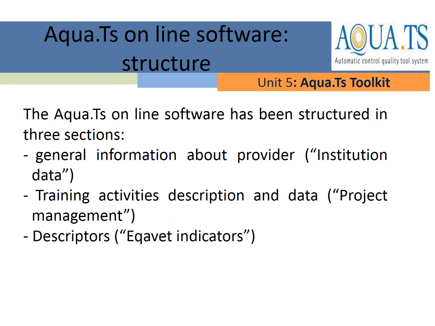The Aquats Toolkit uses as basic reference as to conceptual and operational performance the 10 Aquats indicators, the mathematical and quantitative parameters suggested by the Aquats communication tools and others that will be developed to make more refined analysis. The Aqua Online software has been structured in 3 sections: institution data, project management, Aquats indicators.